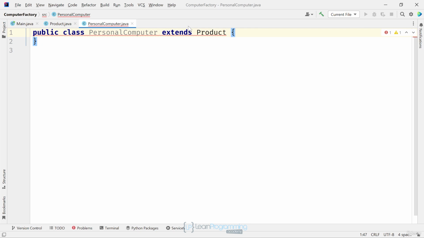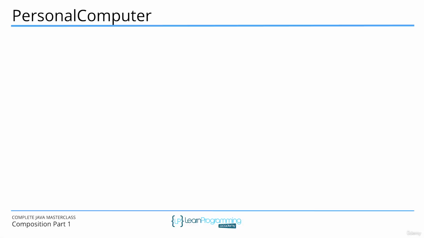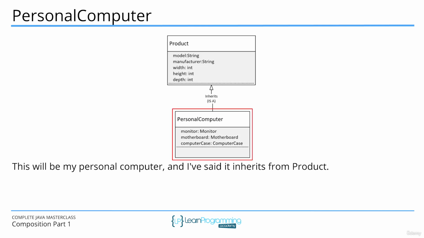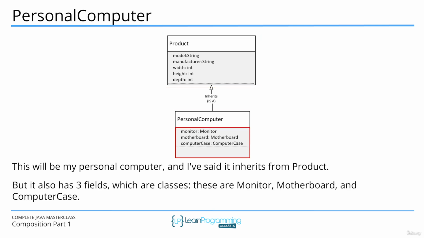You can use a combination of inheritance and composition to create your model as I'm doing here. And this class won't compile until I have a constructor, but I'll wait to do that until after I've added my attributes. Let's look at my personal computer class diagram again. This will be my personal computer, and I've said it inherits from product, which I've already done with the extends statement. But it also has three fields which are classes. These are monitor, motherboard, and computer case.